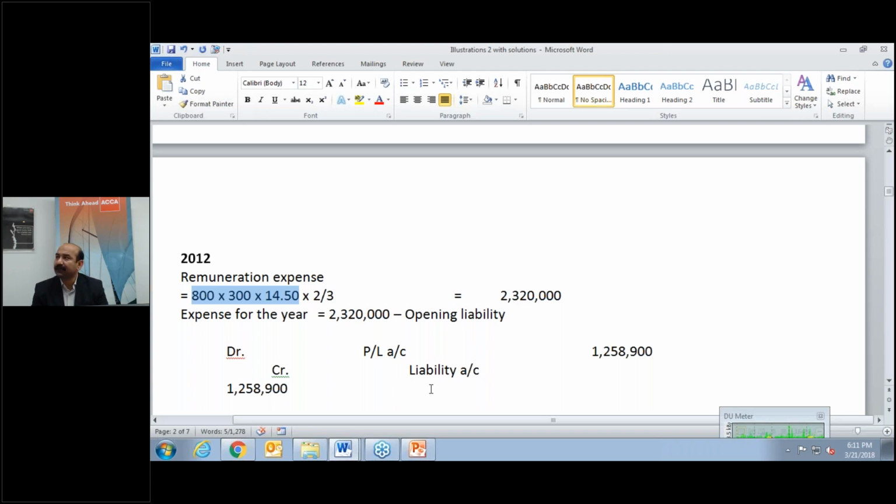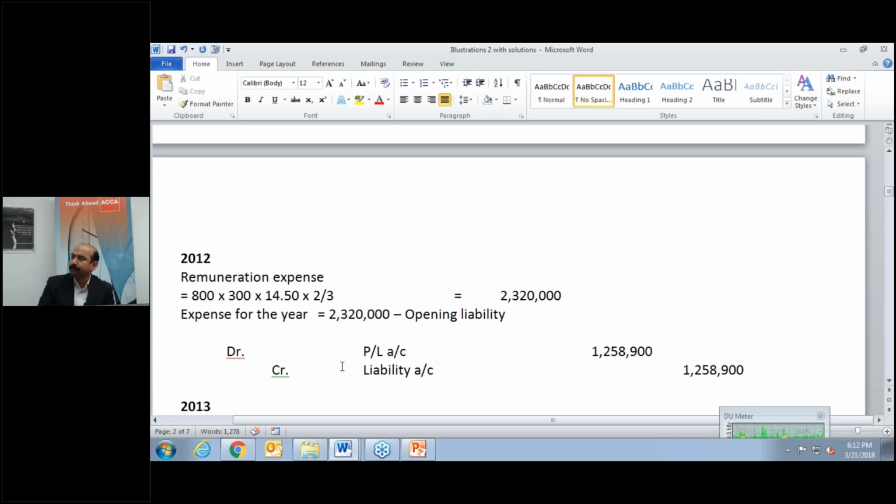Now we shall be calculating the expense for the year by deducting the opening liability, or rather, it is better to say that you should deduct the expense which you have already recognized. So this will give you 1,258,900, and your liability will increase by 1,258,900. You have already recognized an amount in 2011, and you further increased it by 1,258,900, and at the end of 2012, your liability will become 2.32 million.